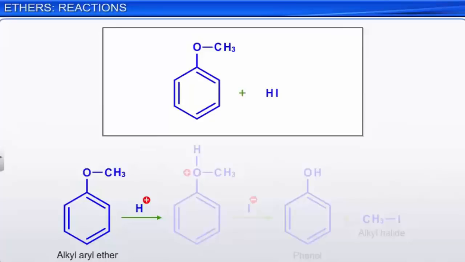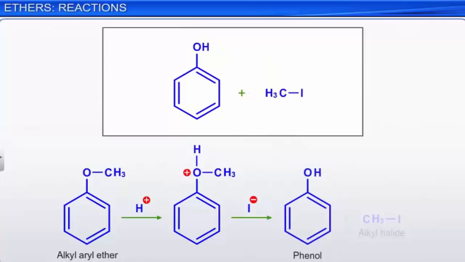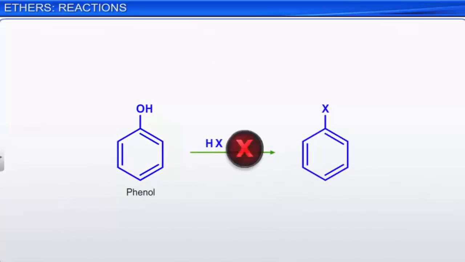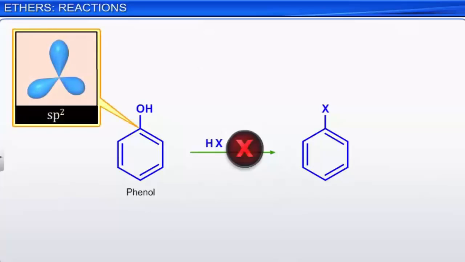Alkyl aryl ethers also undergo acid-catalyzed cleavage. The cleavage occurs at the alkyl-oxygen bond because the aryl-oxygen bond is more stable due to its partial double bond character. When the alkyl-oxygen bond breaks, phenol and an alkyl halide are produced. The phenol formed doesn't react further with another molecule of hydrogen halide to give an alkyl halide, since the sp2 hybridized carbon of phenol cannot undergo a nucleophilic substitution reaction.